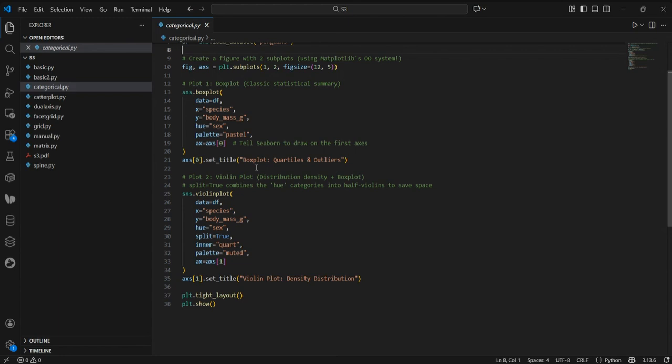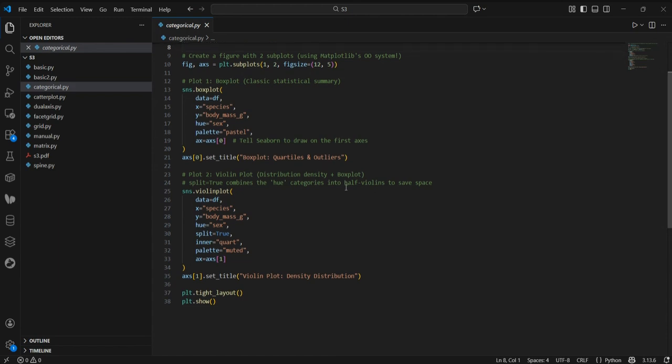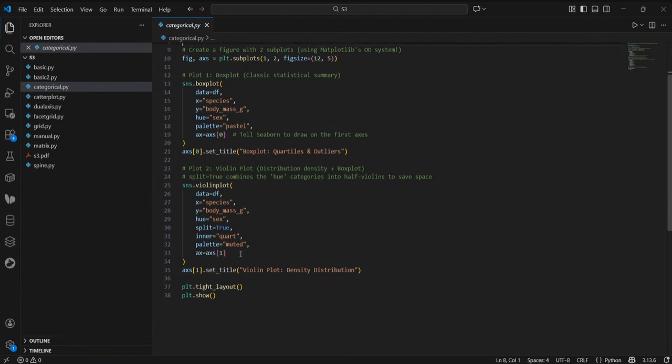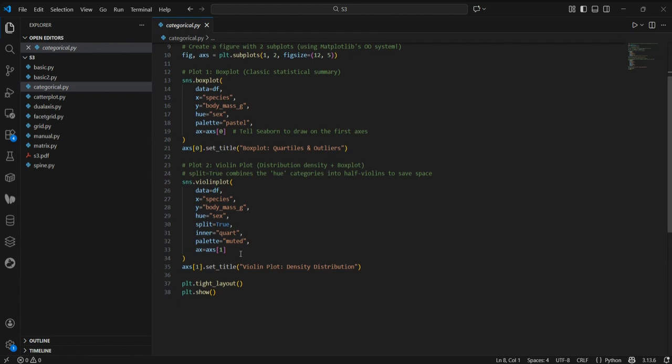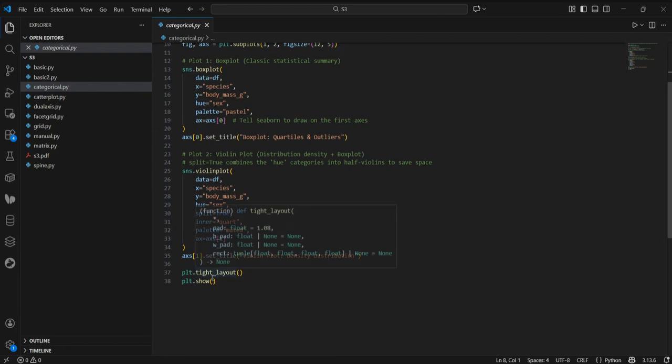Plot 2 will be the violin plot, which is basically distribution density plus box plot. Split equals true combines the hue categories into half violins to save space. That is why we are using split is true. The x-axis will be species, y will be body mass, hue will be sex, split is true, inner will be quartile, and the palette is muted. So the palette name is muted over here. And we are setting the title as Violin Plot: Density Distribution. So this basically displays it.